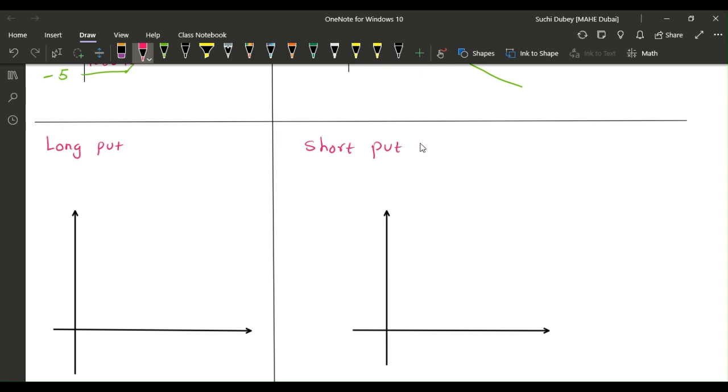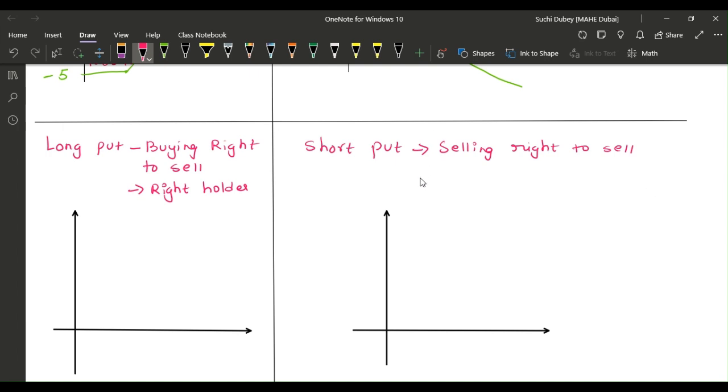So put option means right to sell, and long put means buying the right to sell. Similarly, short put means selling the right to sell. Always a buyer will have a right, and the entity is the right holder. It is they who decide whether they want to exercise the contract or not. And the seller is again an obligatory party, because they have sold this right to sell to someone else.